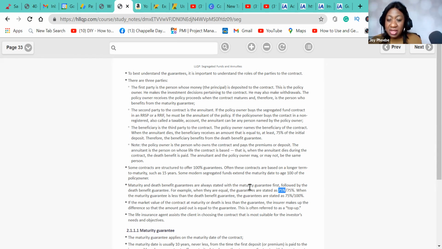So just know that when the numbers are not the same, like in this case, this provides 75% maturity guarantee and 100% death benefit guarantee. You see, this is how you tell it. The first one is maturity. The second one is death benefit. Say your investment will mature first. Okay, good.